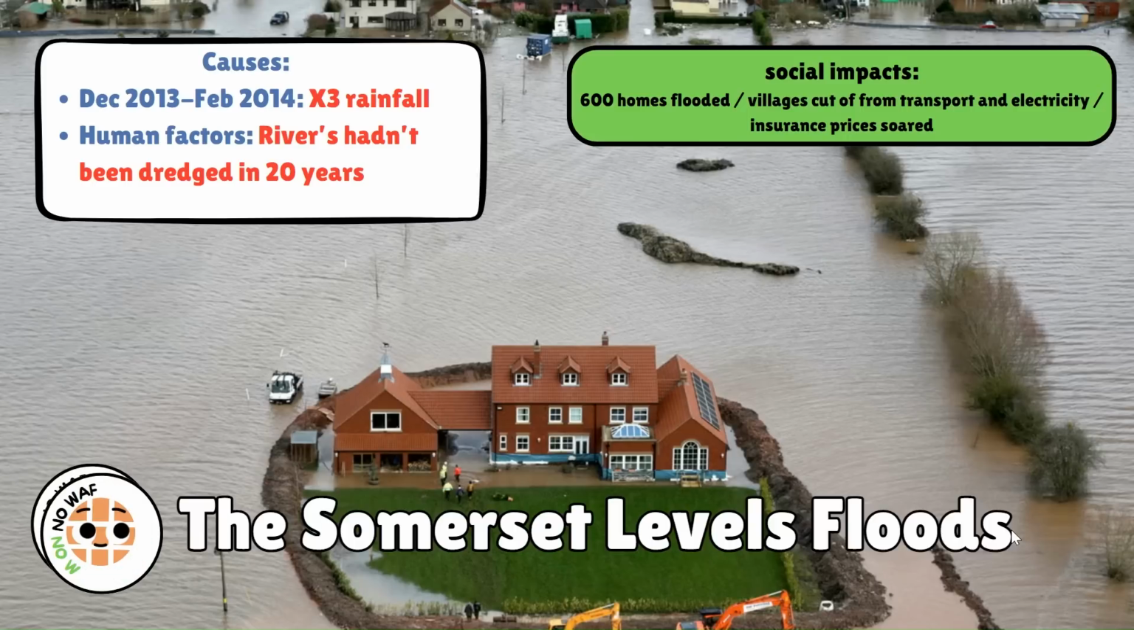Now let's look at the impact. So, firstly, the social impacts. 600 homes were flooded, villages were cut off from transport and electricity, and insurance prices soared.